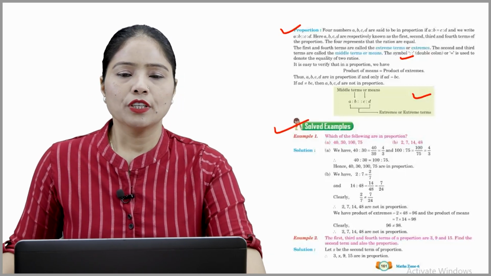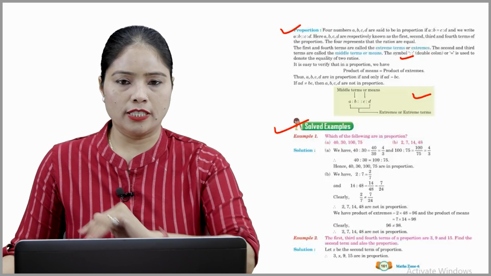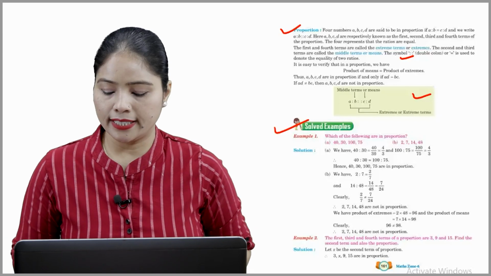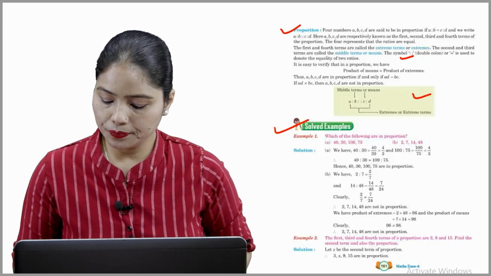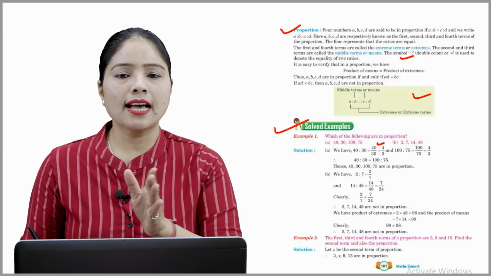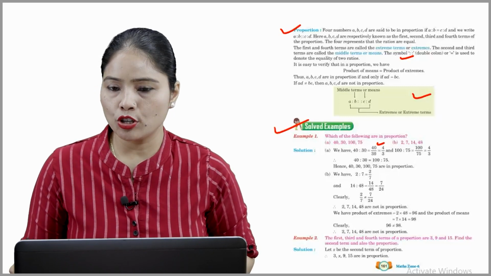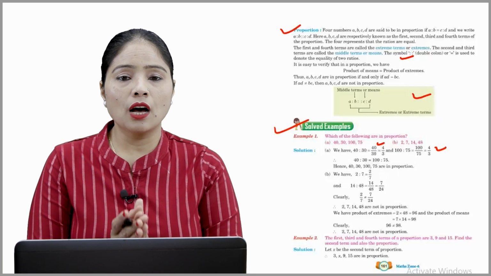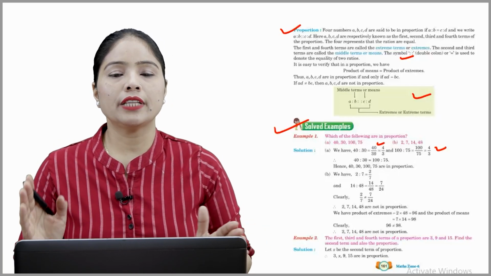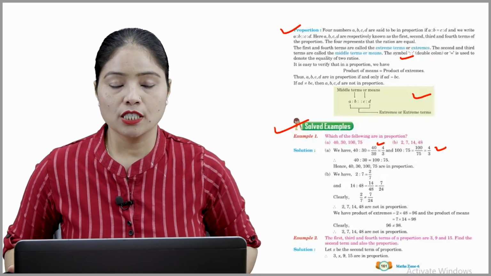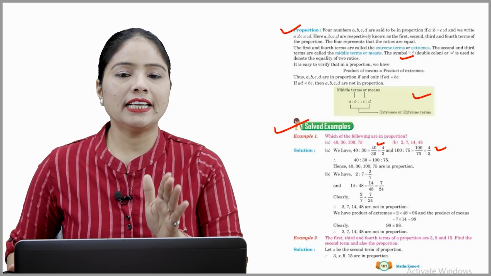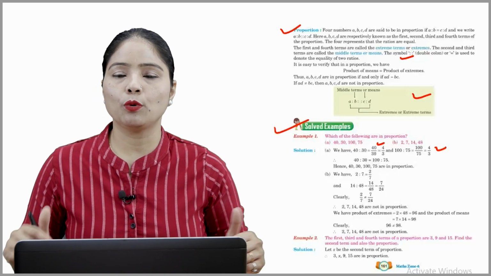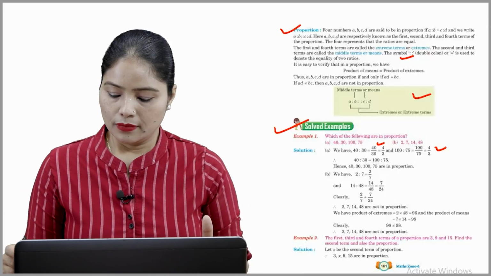Example number 1, which of the following are in proportion? So what will we do, first we divide 40 and 30, we get 4:3. And here it is 175. So we simplify 100 and 75, we get 4:3. So now we can say that they both are in proportion. 40:30 is in proportion with 100:75 because both answers are same.